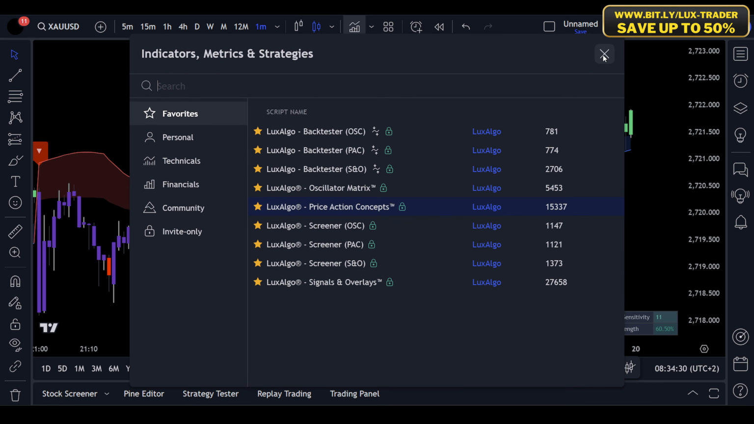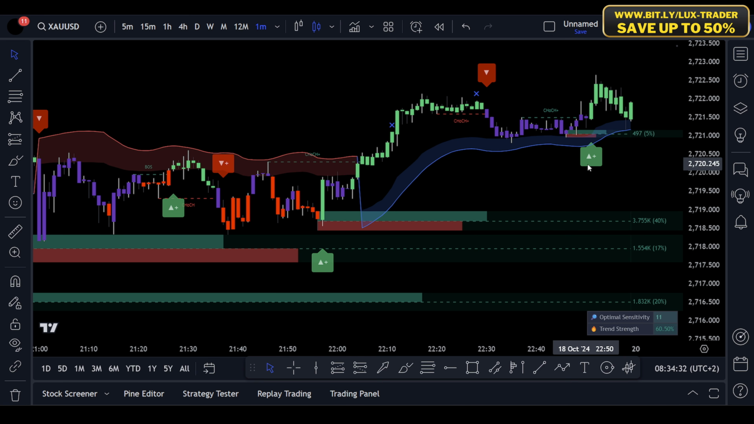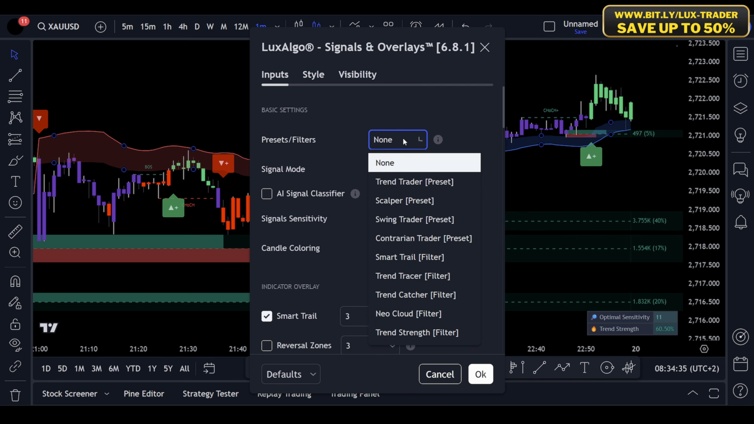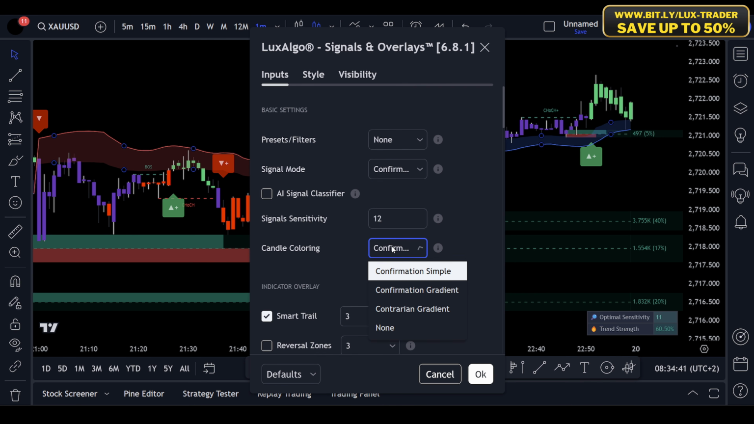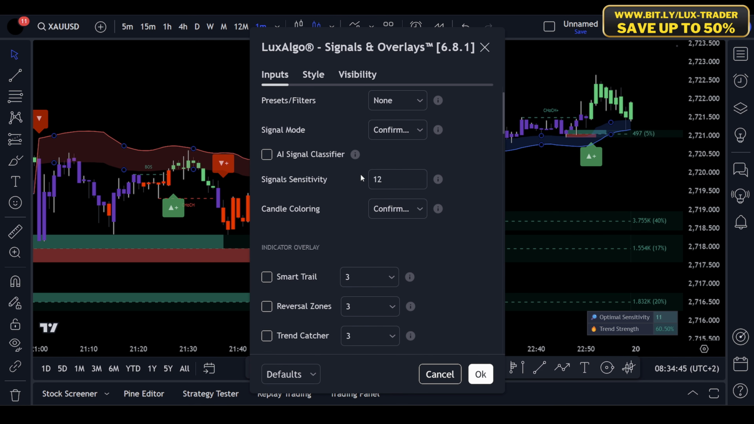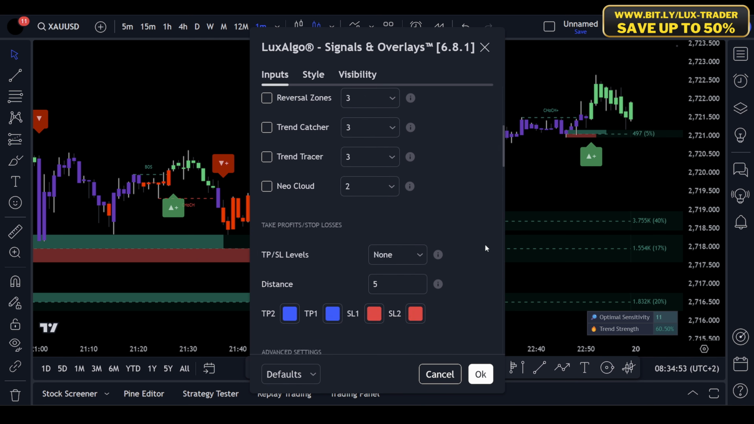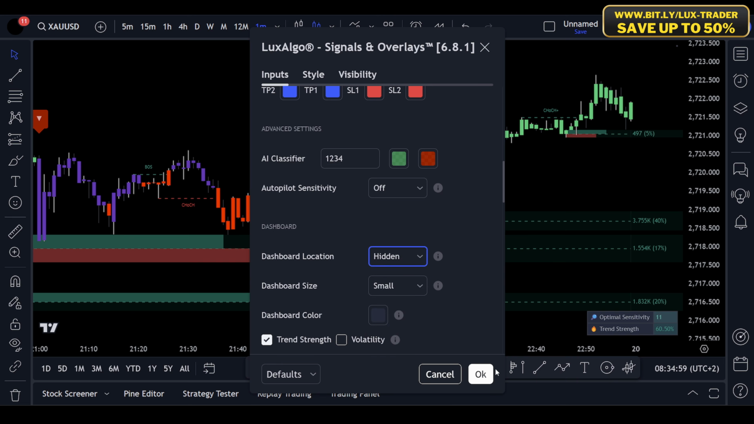Alright, now let's click the settings of the Signals and Overlays indicator. For the presets and filters, you want to use None. For the signal mode, you want to use Confirmation and Exits, and set the candle coloring to Confirmation Simple, and disable the Smart Trail. For the signal sensitivity, depending on the asset and time frame you're trading, I'll recommend using a signal sensitivity of 23 to 28, or use the autopilot sensitivity set to long term.